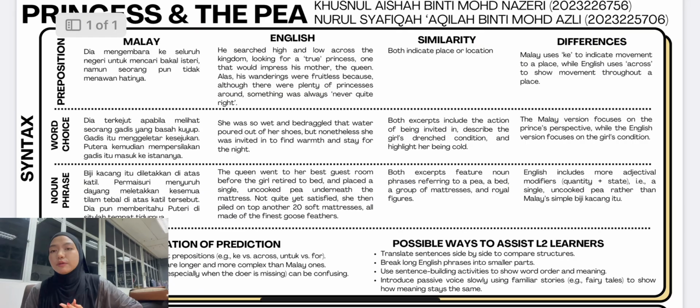So there are possible ways to assist L2 learners to learn the linguistic items. Number one would be translating noun phrases or prepositional phrases both ways to directly compare English and Malay sentence structures. The second would be practicing breaking down complex noun phrases into smaller parts to help learners understand the order and function of adjectives and determiners in English. And the third would be introducing passive structures gradually, using familiar, context-based examples like fairy tales, so learners can see how meaning remains even when the subject changes position or is omitted.